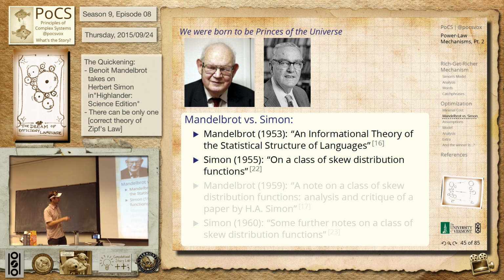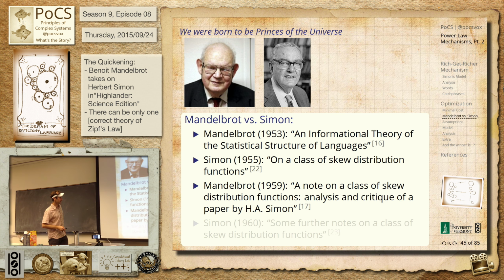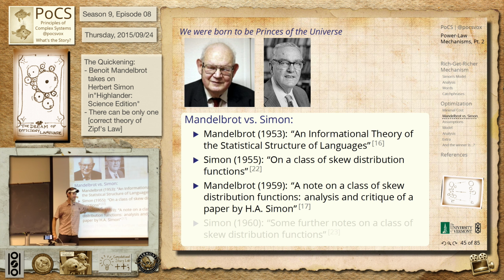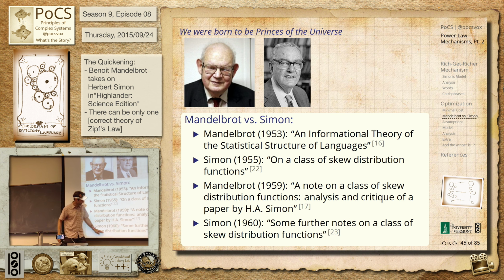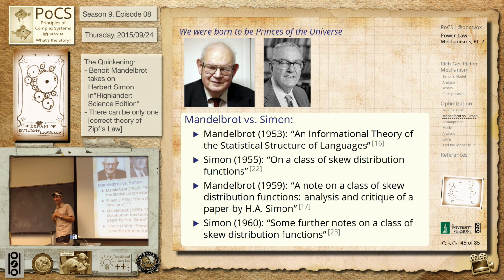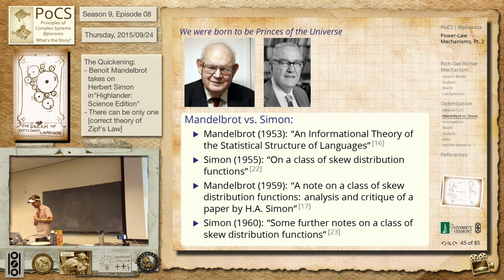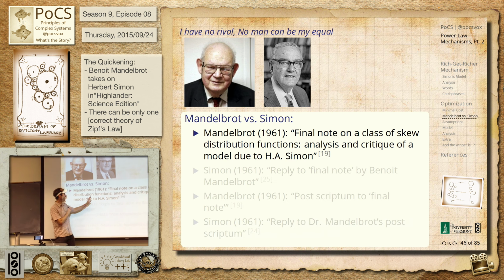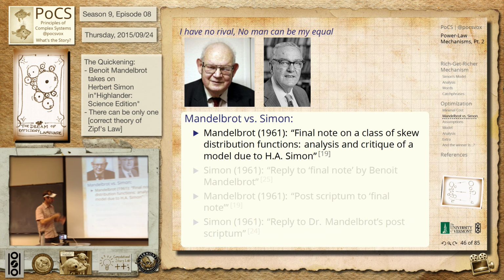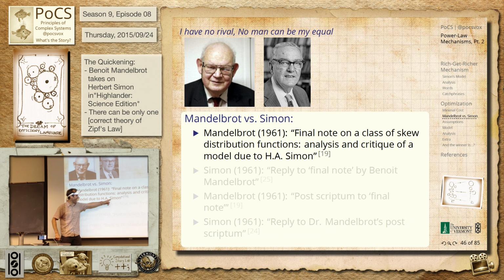And then we have this from Simon, which is a great paper, but a terrible title, of impenetrable exposition. This is 4 years later, right? This is not the tweet scale. A note on a class of skew distribution functions. And he's going to call out that Simon guy, right? And Simon, a year later: some further notes on a class of skew distribution functions. I'm just going to talk about my stuff, I'm not going to go ad hominem. So that's 2. And then we have this one, final note on a class of skew distribution functions: analysis and critique of this guy.